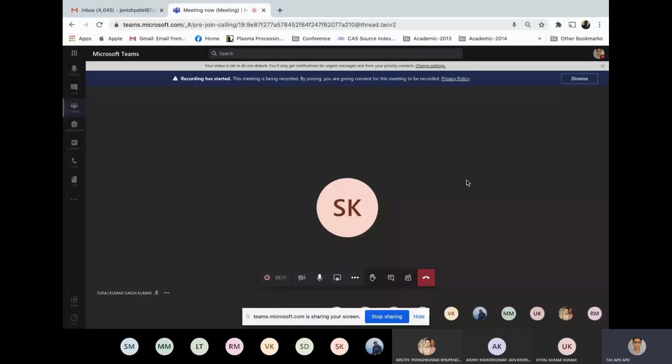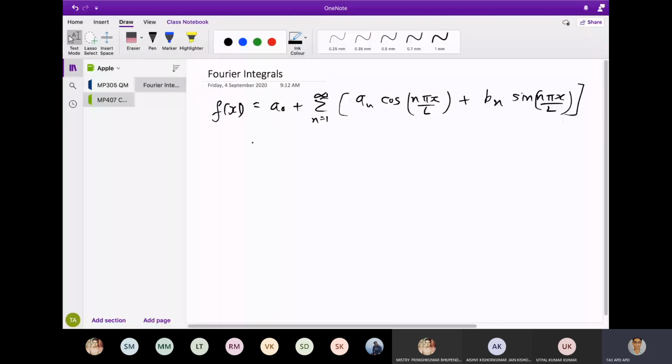So this is what we have done in the last class. This was the Fourier series that you had, and then we had the concept of the even and odd functions. We expanded the Fourier series in even expansion or odd expansions, namely, it is called half range expansions.